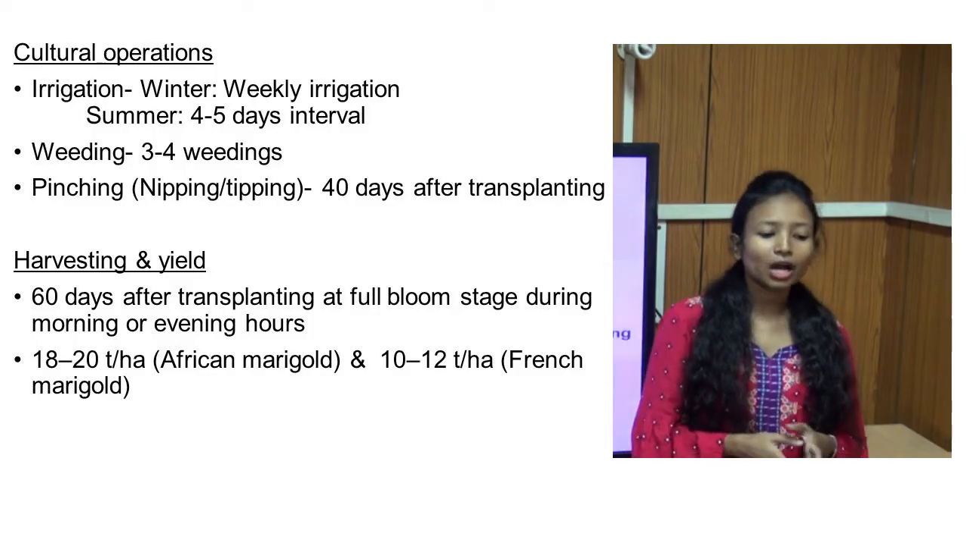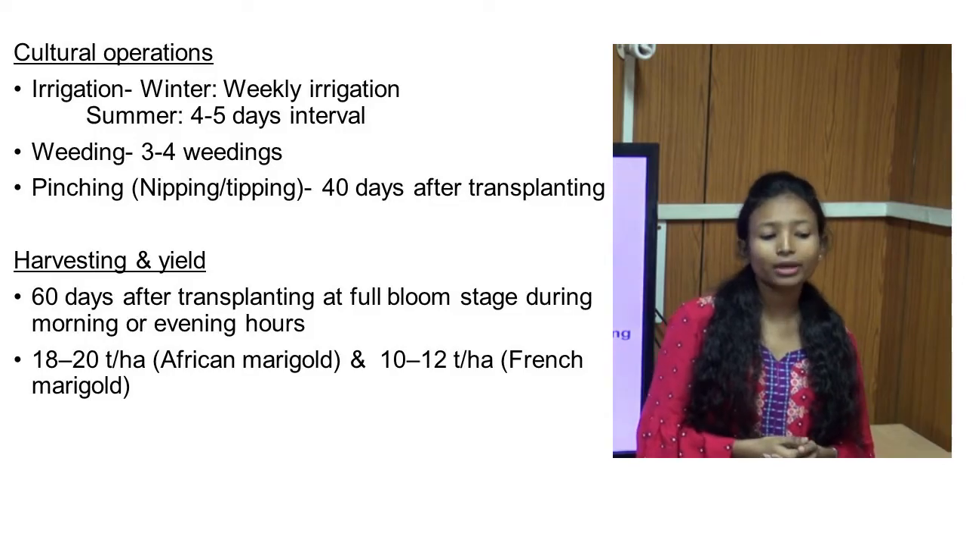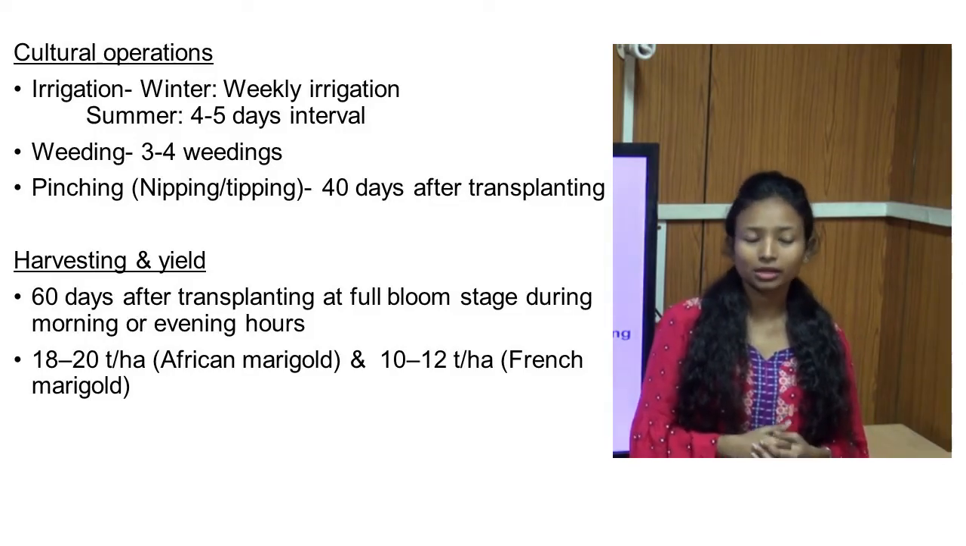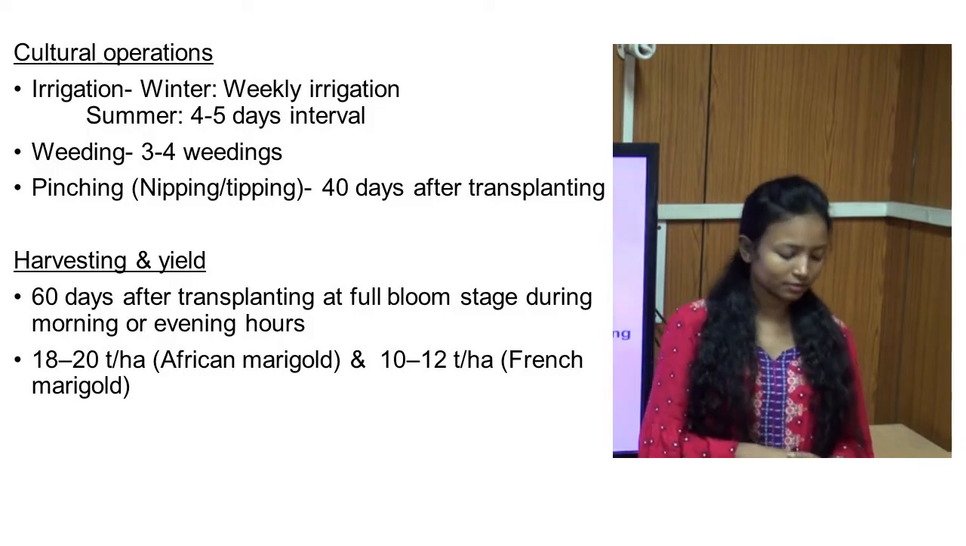The yield of African marigold is more as compared to the French marigold. So in African marigold the yield is 18 tons per hectare, and in French marigold it is 10 to 12 tons per hectare.